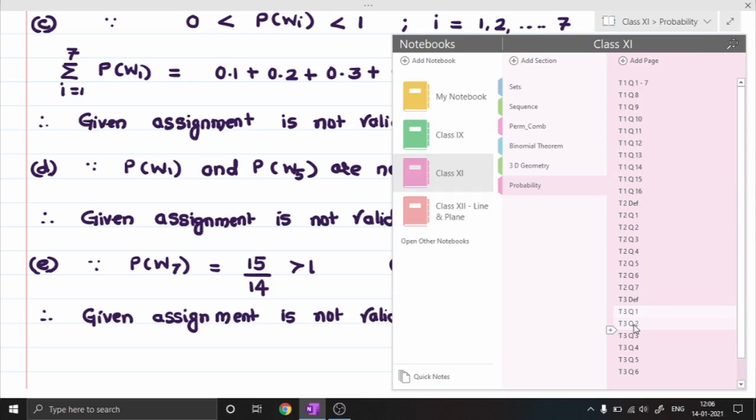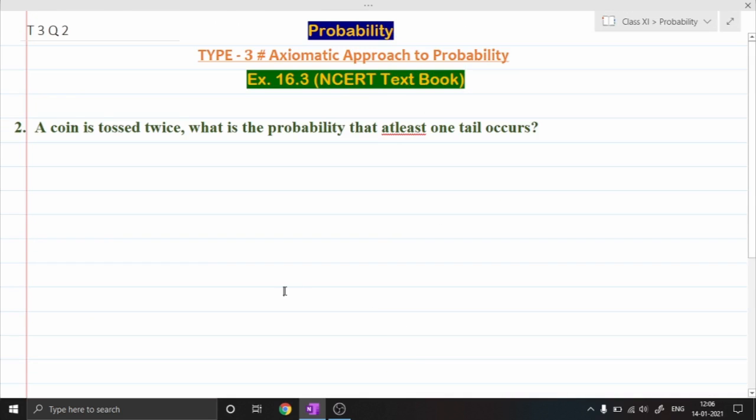Question number 2. See, as I have told you, we shall find the probability of any event by a new formula, that P of A is equal to N of A upon N of S. Okay, so the same formula we shall apply from the second question onwards. See here, we are given that a coin is tossed twice.